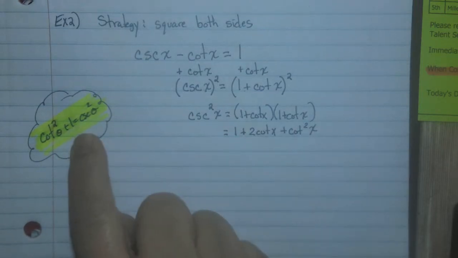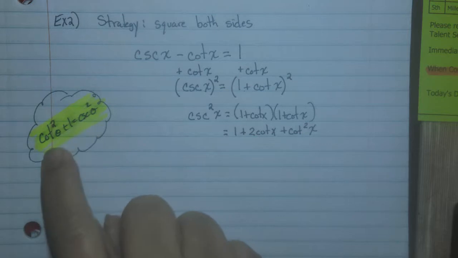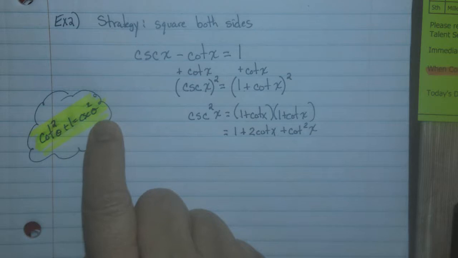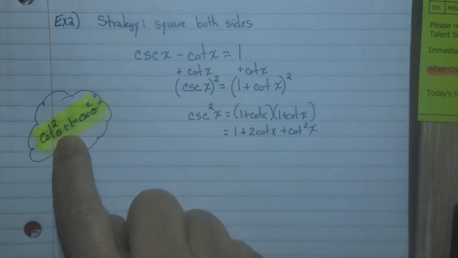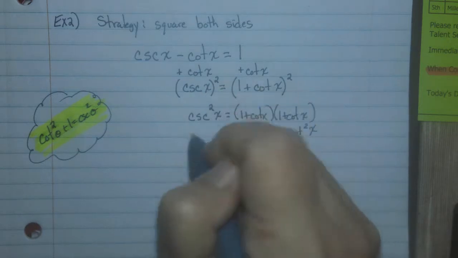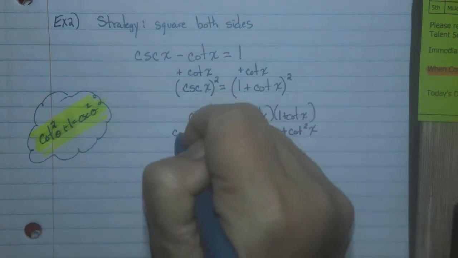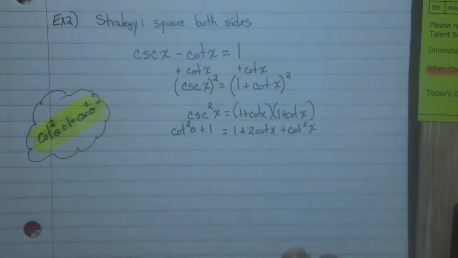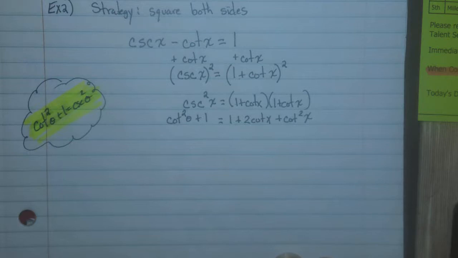You see this on your yellow chart under Pythagorean identity on the far right side? Cotangent squared theta plus 1 equals cosecant squared theta. So we're going to do this substitution. So instead of cosecant squared theta, I'm going to put cotangent squared theta plus 1. All right, no more cosecant.